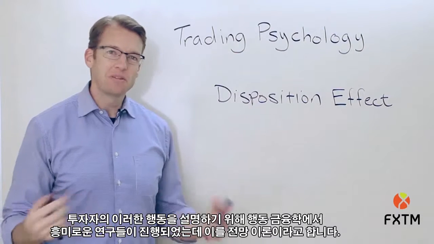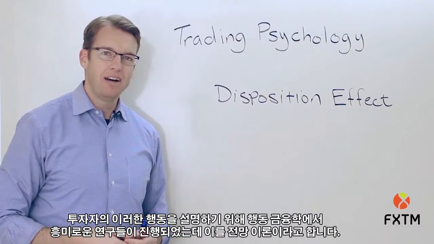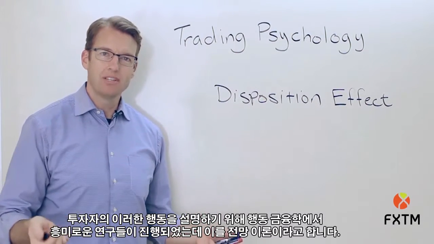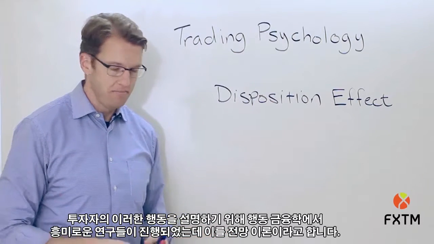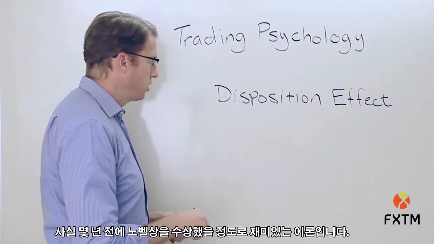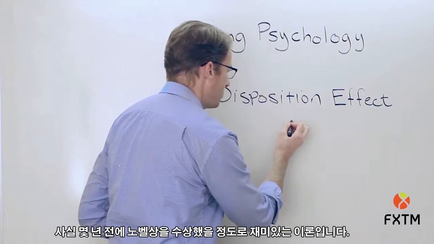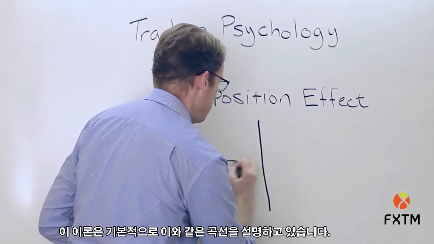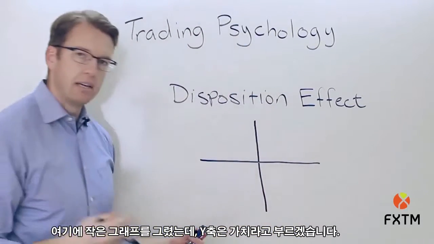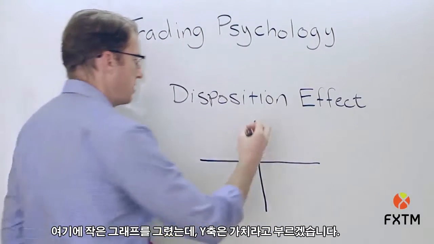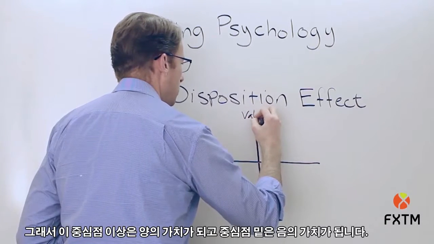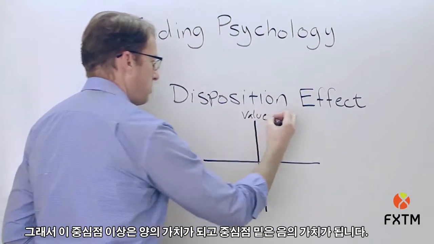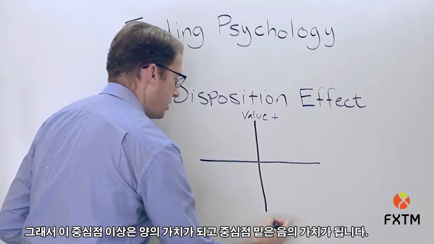Well, there's been some very interesting work done in behavioral finance to try to explain why investors act this way, and it's called prospect theory. In fact, the Nobel Prize was awarded for it some years ago, and it is a very interesting idea. It basically describes a curve that looks like this. I've drawn a little graph here, and along the y-axis, I'm going to call that value. Above the midpoint here will be positive values.